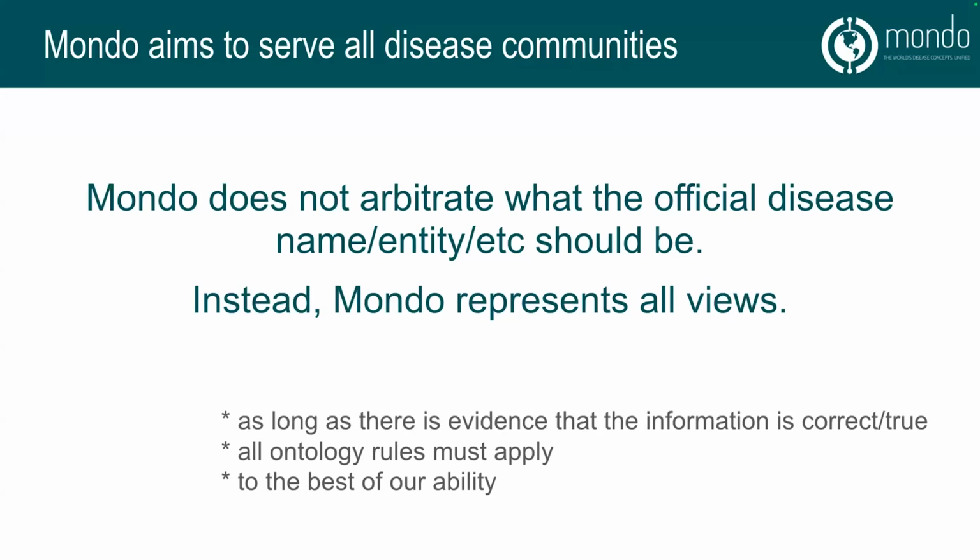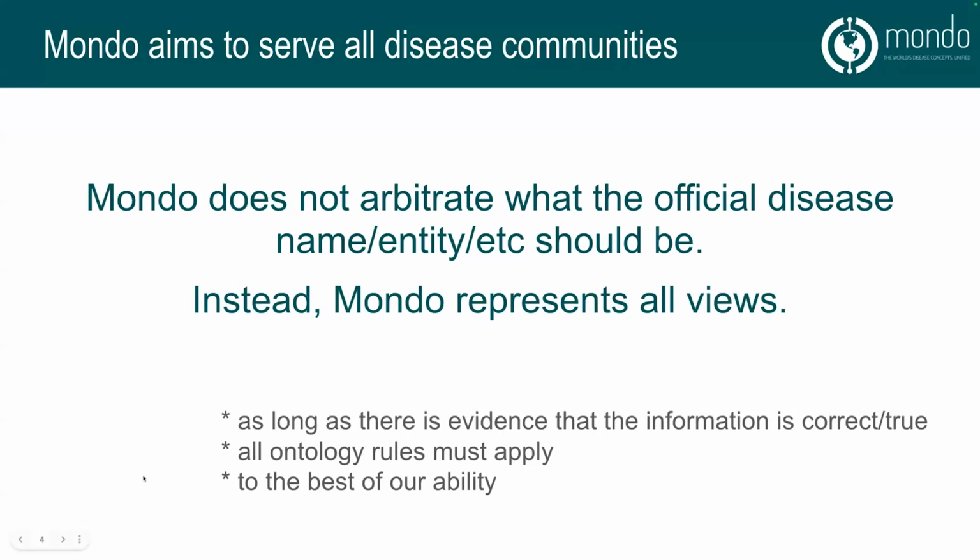We also need to make sure that the ontology rules are correct. So we are not going to make changes or updates that would break any of the ontology rules. This is the one place where we are not going to be flexible at all. We need to follow ontology rules. And of course, we're going to try to represent all the views to the best of our abilities. As always, those exceptions that are really difficult to represent.